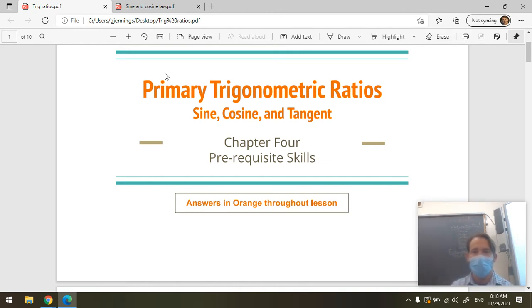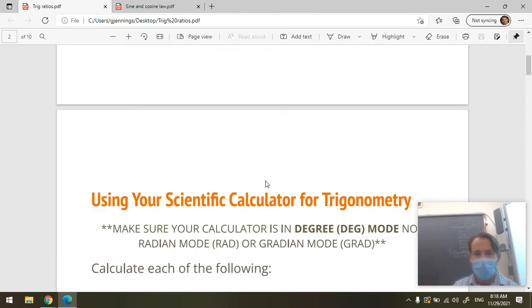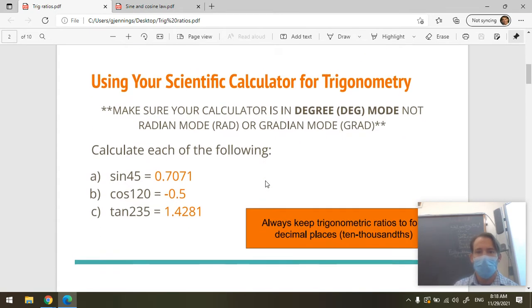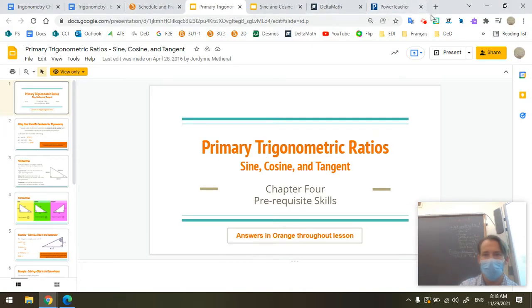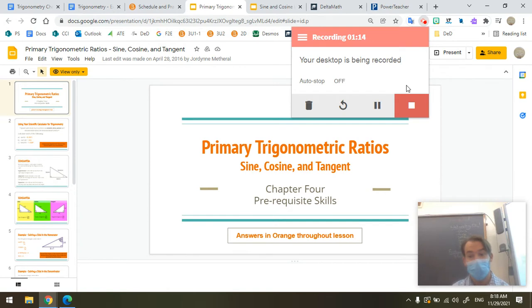So welcome. Today we're taking a look at the primary trigonometric ratios first, and then the sine and cosine law in just a moment. So first of all, take a look at these problems here: sine 45, cos 120, and tan 235. Just make sure that when you use your calculator you can get these outputs. Go ahead and see if you can make this compute for yourselves. I'll pause the video. Definitely take a moment to try this on your own. You want to make sure that you can get the calculator to cooperate for trigonometry.